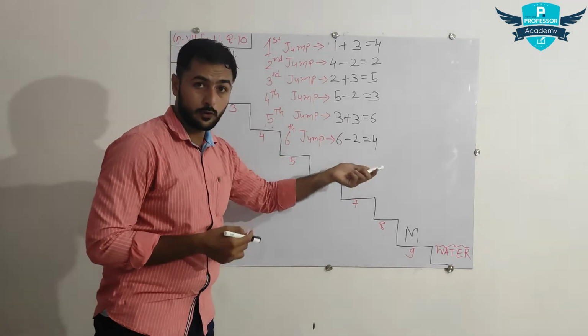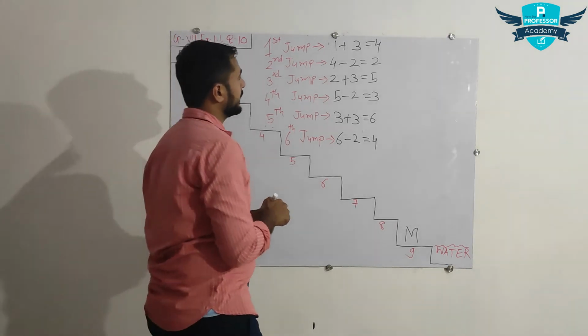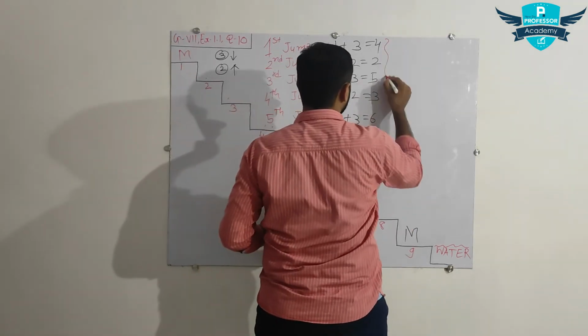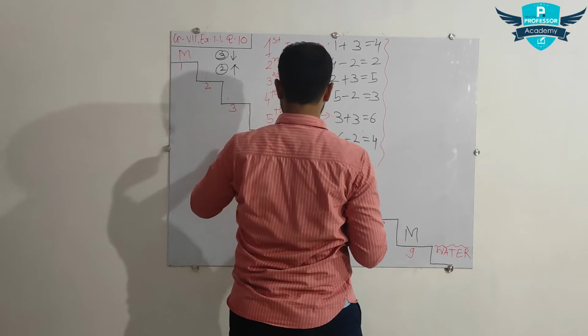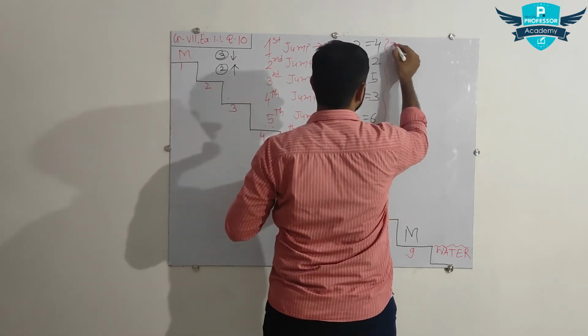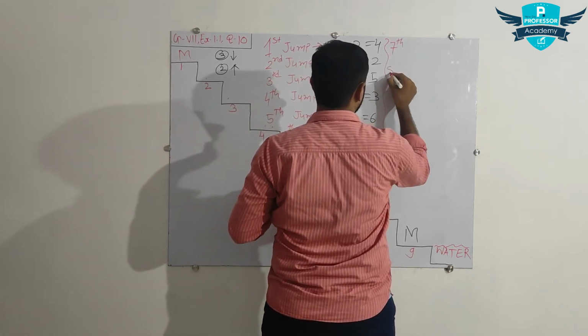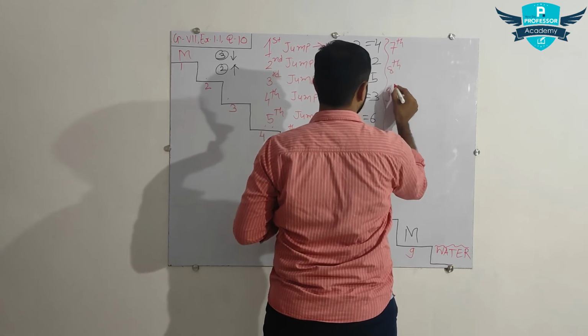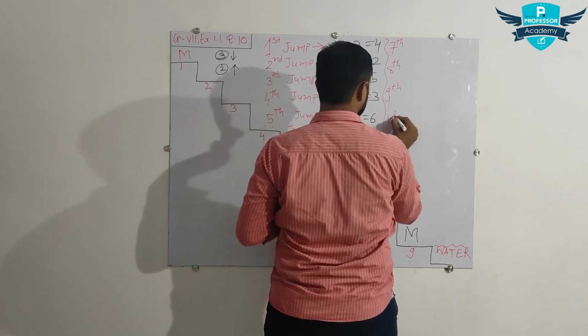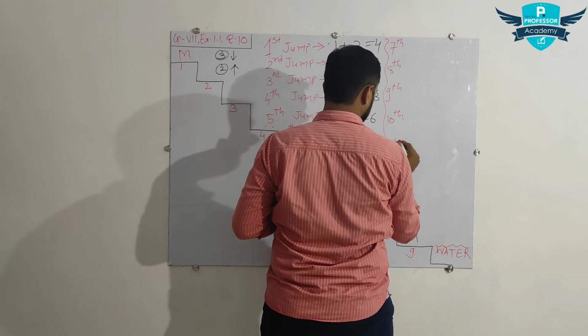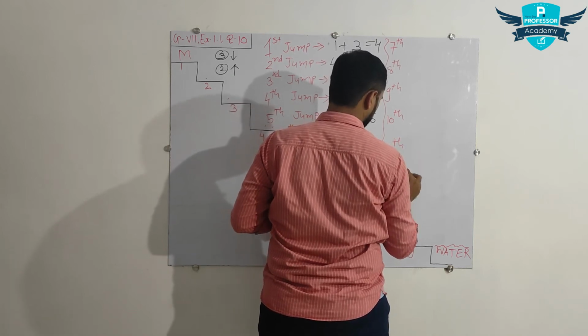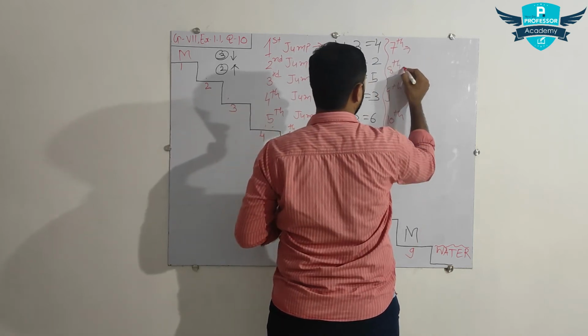Right now we are on 4 only, so we need to add more steps. Here 6 is here. Then 7th, 8th, 9th, 10th, 11th and 12th. If needed, we will add more.